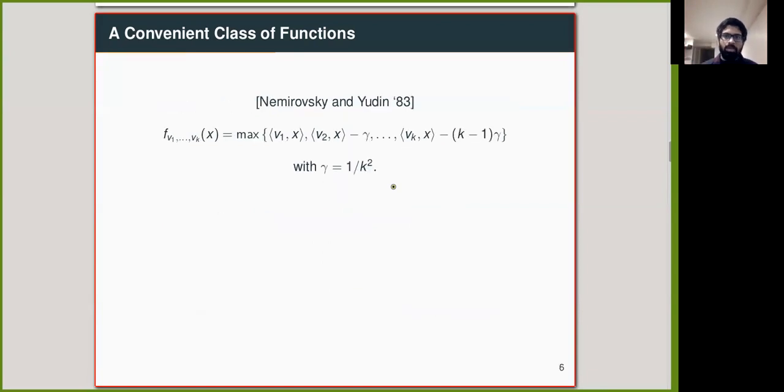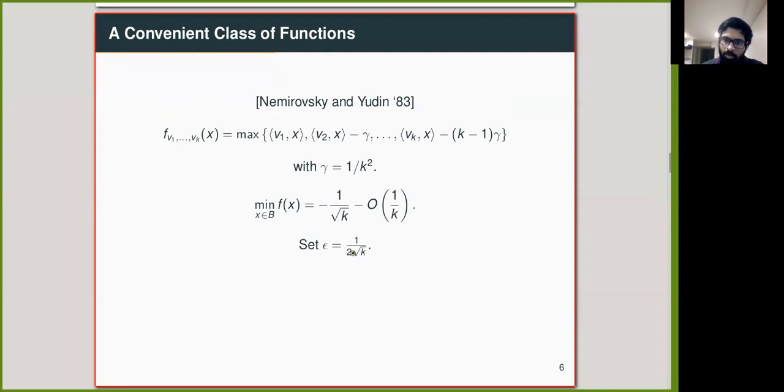So what we had to use was a slight variant of this class of functions, where we take the max of v1 inner product x, v2 inner product x minus gamma, v3 inner product x minus 2 gamma, and so on, where gamma is some small parameter like 1 by k squared. This kind of function was introduced way back by Nemirovski and Newton. And it's really convenient because having such a small value of gamma doesn't really change the function behavior. The minimum value is still approximately the same.